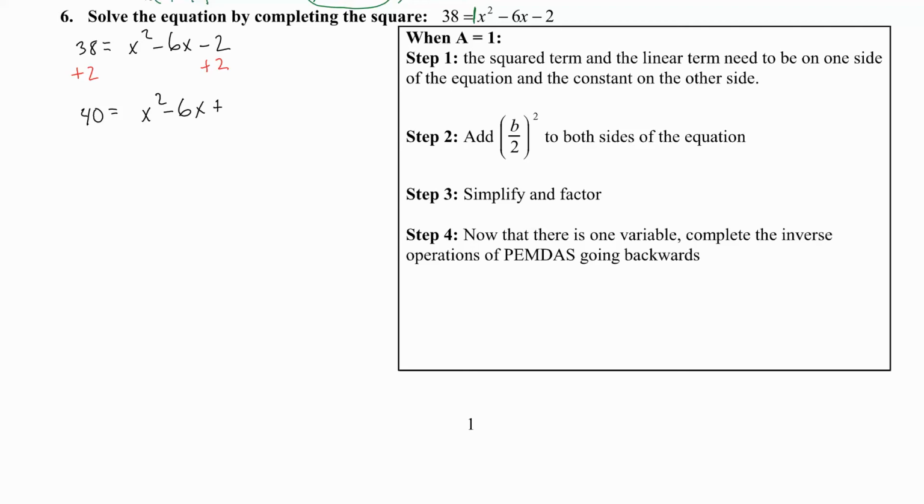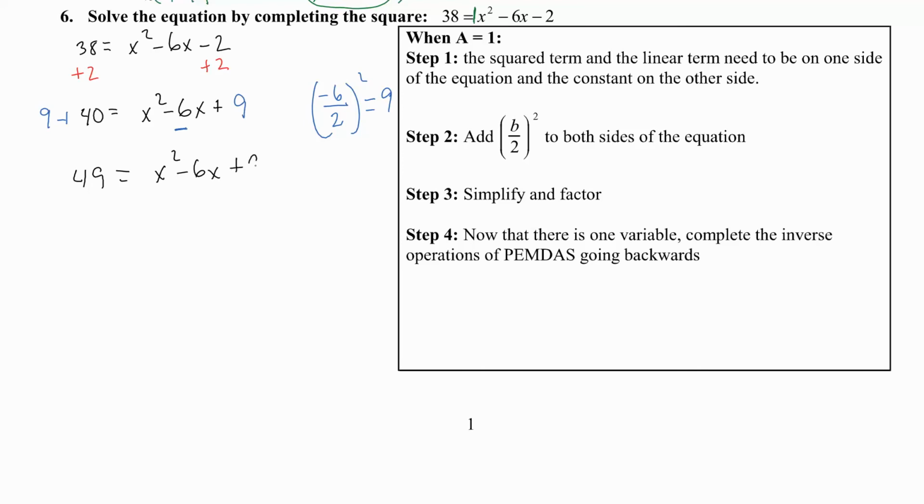You're going to take that b value right there, negative 6, divide it by 2 and square it. Okay, so that's negative 3. Negative 3 squared is 9. So we're going to add 9. Now, since this is an equation, what we do to the right, we have to balance by doing that to the left. All right, so let's go ahead and rewrite that. So 9 plus 40 is 49.